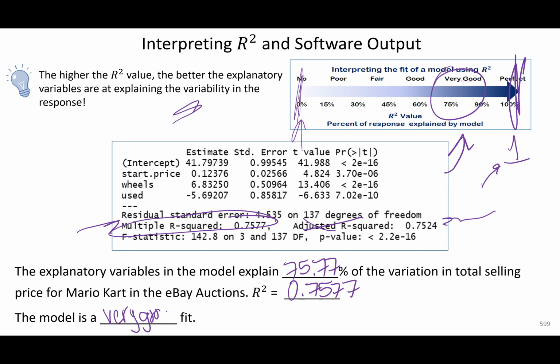I would say that using starting price, the number of wheels included in the set, and whether or not it's used is very good at explaining what the selling price is.